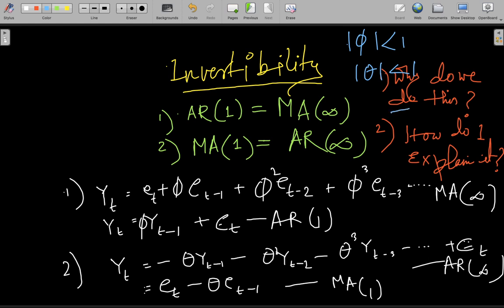Because we cannot measure the error terms, so we rather have the yt terms replacing the error terms, whereas I am actually constructing the series. Okay. Now, how do I explain it? That's a very important question. Suppose in the second case where I'm using an MA1, when I'm converting MA1 into AR infinity, in that case, what I am using is yt in terms of yt minus 1, yt minus 2, yt minus 3.